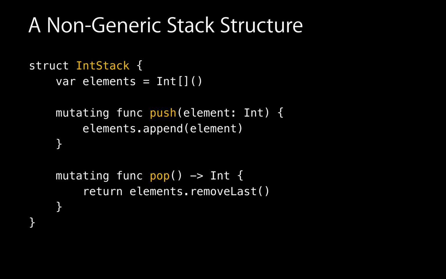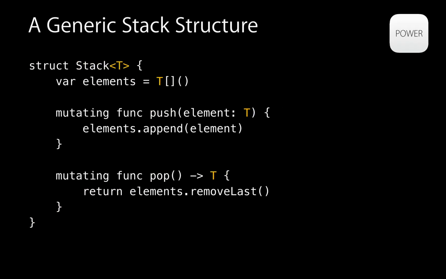Well, I'd have to duplicate this definition multiple times, and the only thing I would change would be these highlighted bits, the Ints across there. That's the types used for the array and the two functions that I have, the two methods. Wouldn't it be lovely if I could just say, this should work with any type at all? We can do that with a generic.